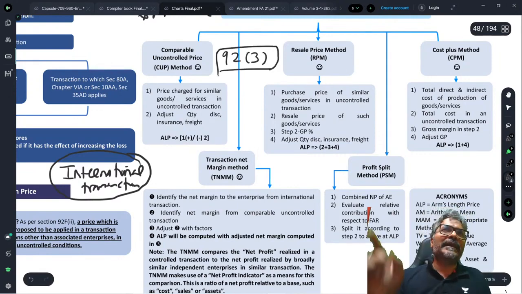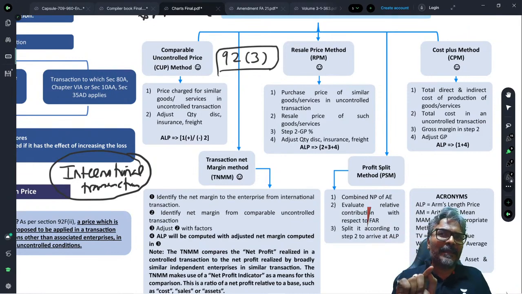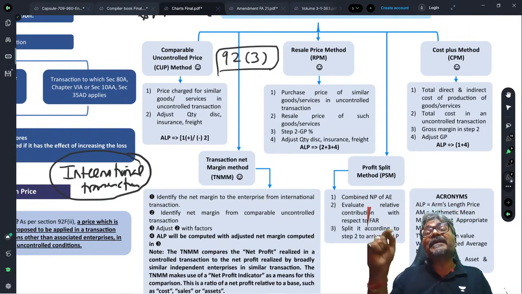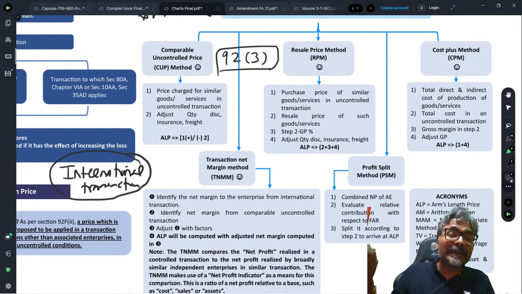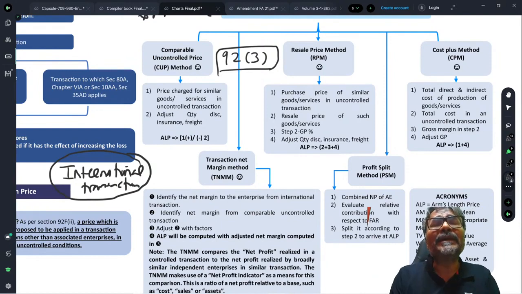92.3 says that if the ALP adopted results in a decrease in the total income, or an increase in the what, students? In the losses. Then in that particular case, you need to drop off your arm's length price.